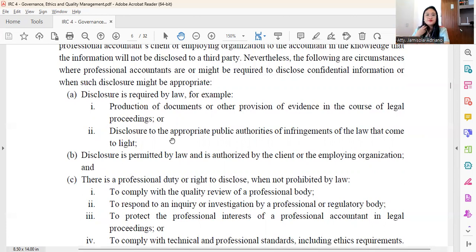Because otherwise, if you will not follow the subpoena, if you will not follow the order of the court, you can be cited in contempt. And once you are cited in contempt, the court could imprison you. Okay. So you are required to disclose it. Or there is disclosure to the appropriate public authorities of infringements of the law that come to light. So like what I said a while ago, you discovered that your client is a tax evader. You can report this fact to the BIR.